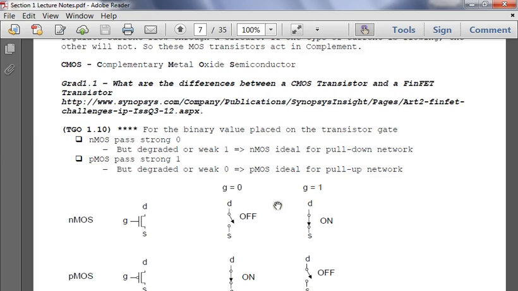through. Here's an example. So for nMOS, you apply a voltage to the gate, you apply a 1, it's going to turn on, so it'll flow through. When it's a 0, it's going to be off. For pMOS, you apply a 0 to the gate, it'll be on. When you apply a 1 to the gate, it'll be off. Think of it as like a toll bridge.